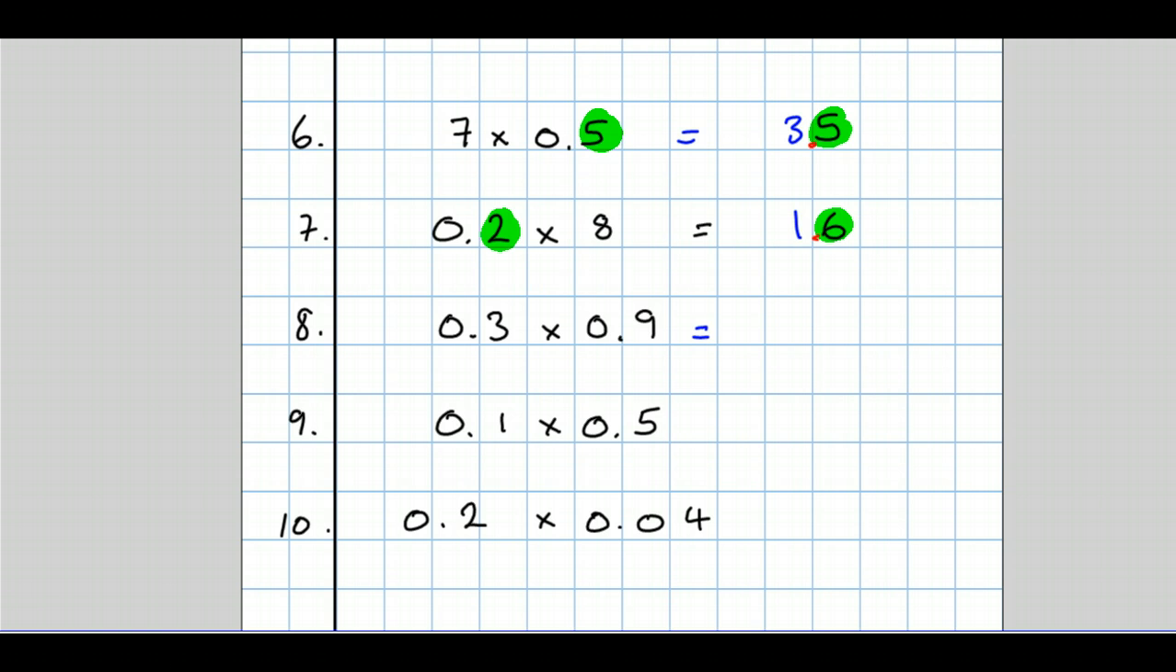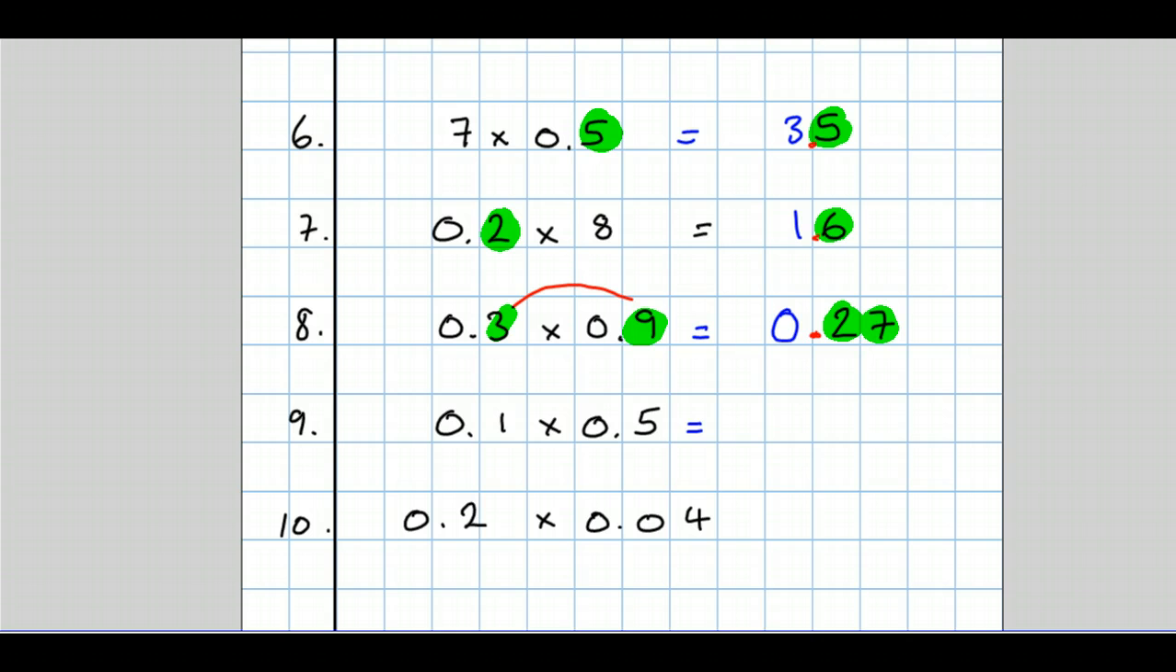What about question 8? 3 times 9 is 27. Let's look how many figures we have after the decimal point. We've got 2 here, so our answer needs 2. So the decimal point goes here, and as we've learned earlier, you can't begin a number with a decimal point. So it's 0.27.